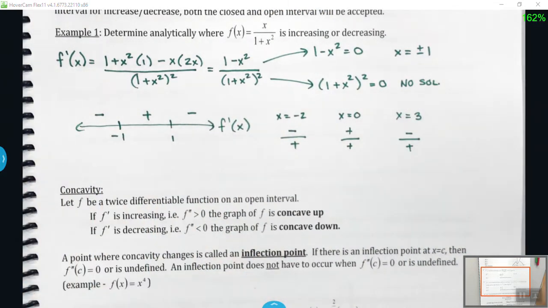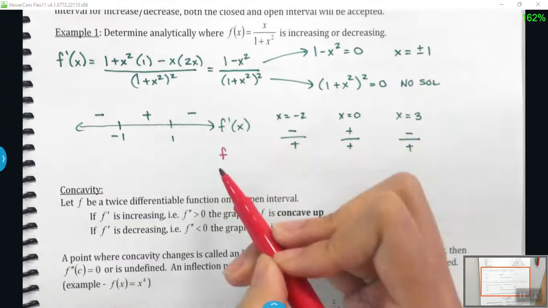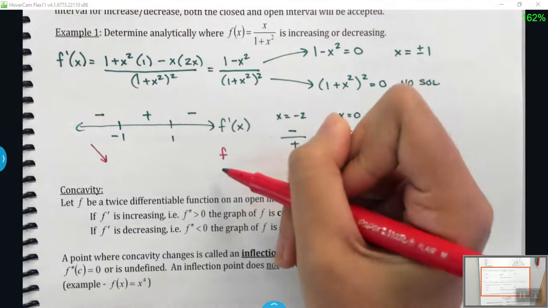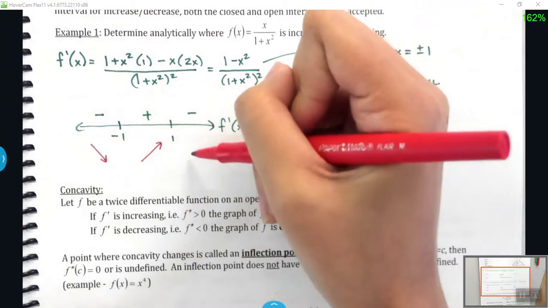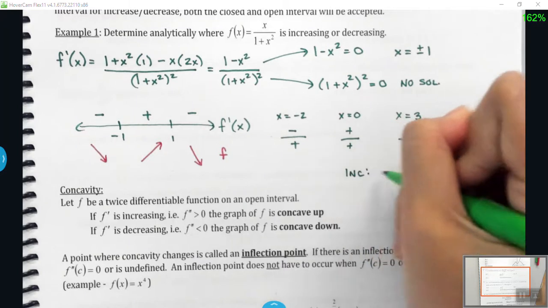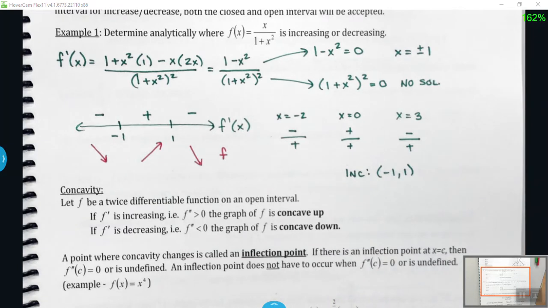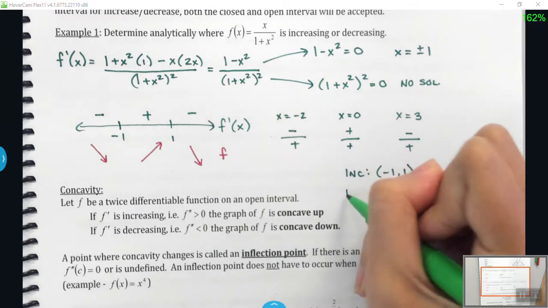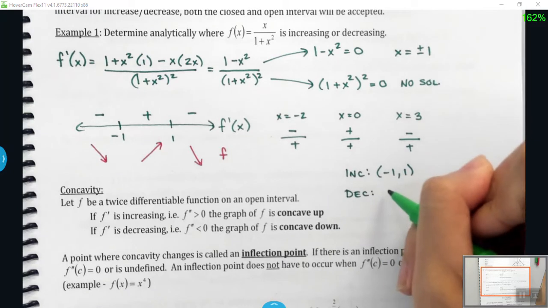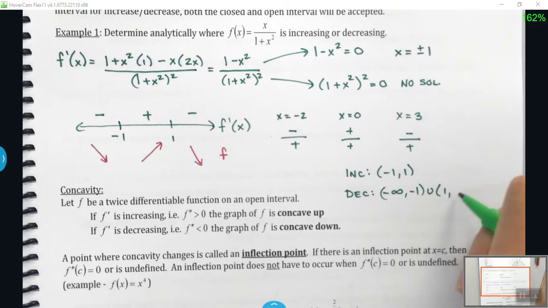So that's what f prime is doing. And then below here, if you want to, we can do a little bit of what f is doing. If f prime is negative, then f is going down, then up, and then down. So we know our intervals of increasing and decreasing now. We are increasing from negative 1 to 1. Remember, we're not going to include the endpoints because they're constant at those points. And we are decreasing from negative infinity to negative 1 and 1 to infinity.